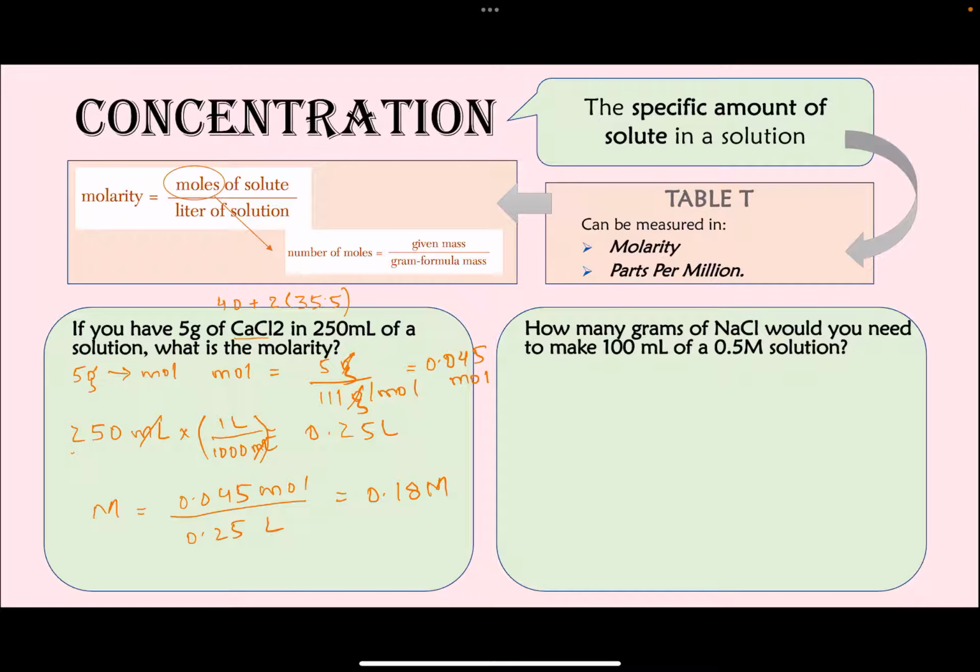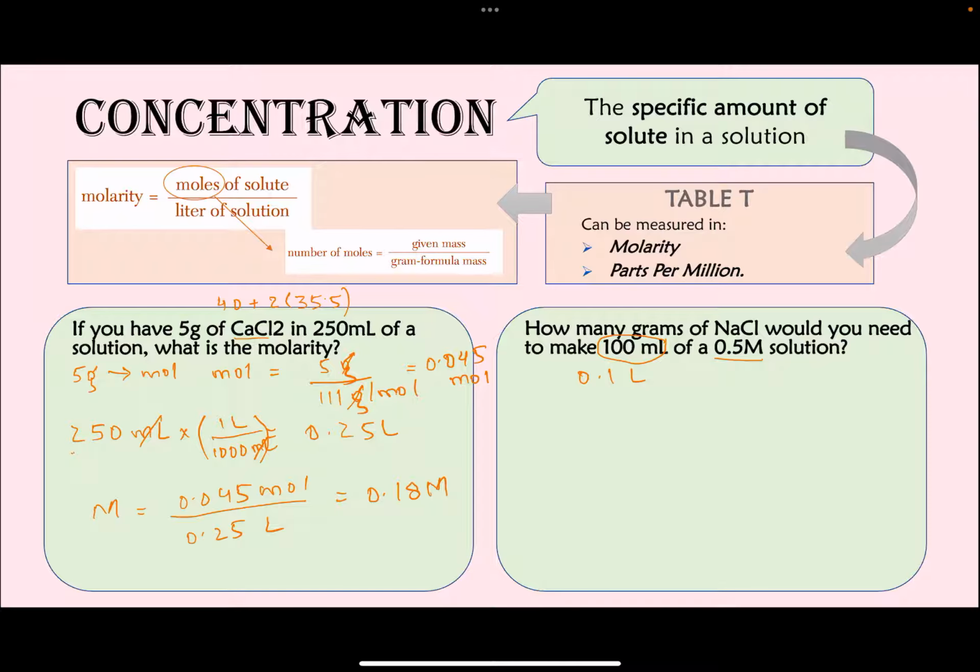In this case, it's saying how many grams of sodium chloride would you need to make 100 milliliters of 0.5 molar solution. So they already gave you the molarity and they're asking for the grams. Because you're already given the molarity, that tells you that you have to use the molarity equation. But remember, for the molarity equation, we only have 3 quantities. One of them is molarity, which is given. The second is the liters of solution, which we can calculate. So 100 milliliters is just going to be 0.1 liter because you divide 100 by 1,000.